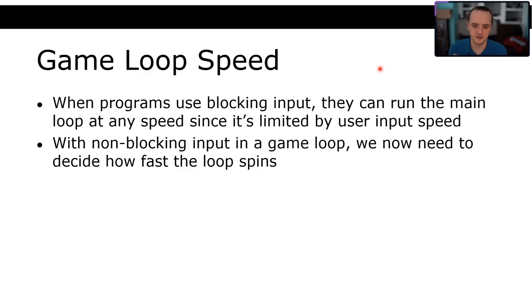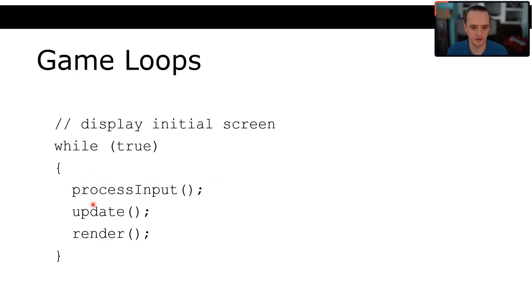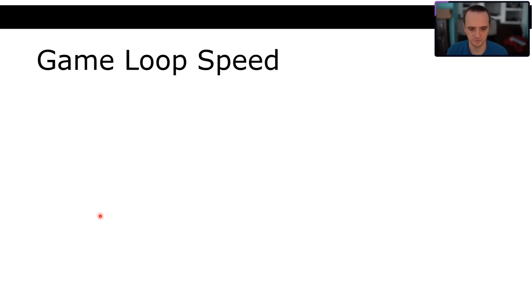But when you're using non-blocking input for something like a video game loop, we now need to decide how fast the loop spins, right? So if we look over here, this update loop, well, if there's no user input, then this is essentially just running as fast as possible, right? And so we, as the game designer, now have to talk about, well, how fast do I want this loop to update, right? Because, for example, if I'm processing input and updating and rendering without any blocking, then my game is going to run faster. Like, my character might run faster on a faster computer than it will on a slower computer. So how am I going to deal with stuff like that?